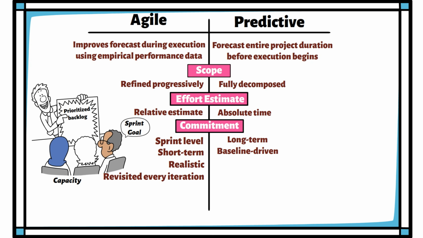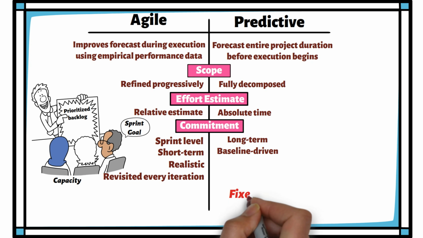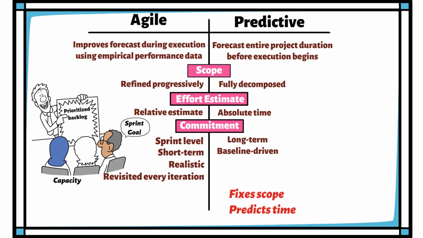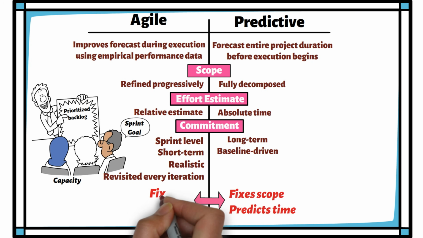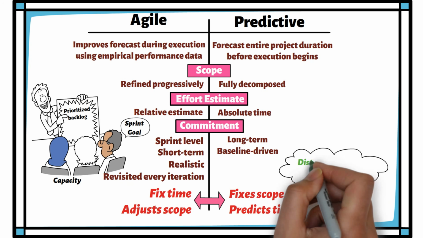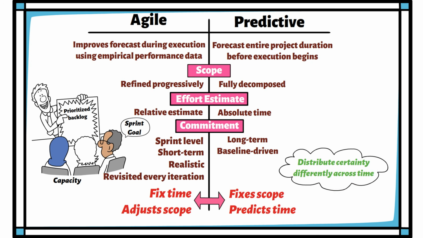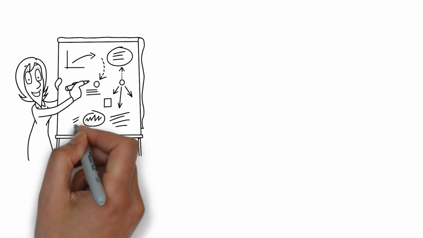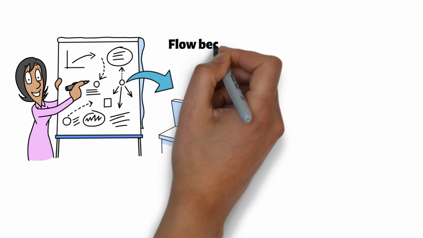This structural difference matters. Predictive fixes scope and predicts time. Agile fixes time in short iterations and adjusts scope to maximize value. Both approaches require discipline. They simply distribute certainty differently across time. Once planning transitions into delivery, the flow becomes more visible.